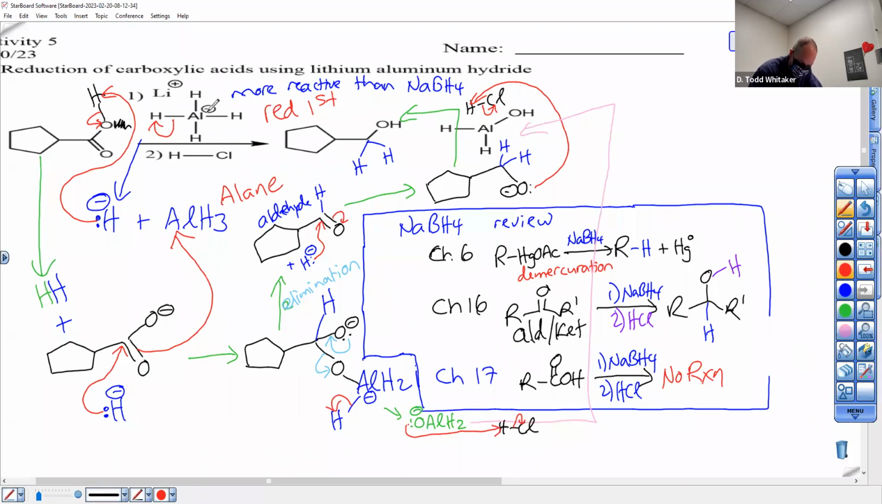And the thing is, you got a primary alcohol. That's critical. So if you need to make a primary alcohol from a carboxylic acid, what are your chemicals? Lithium aluminum hydride followed by HCl will give you a primary alcohol. 2 new H's on there.